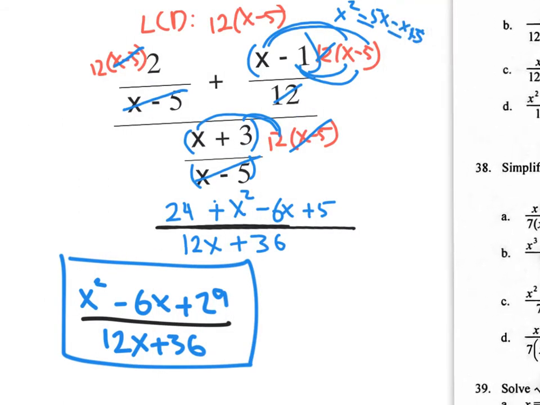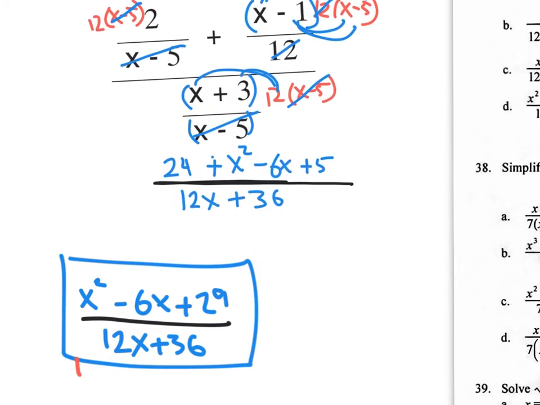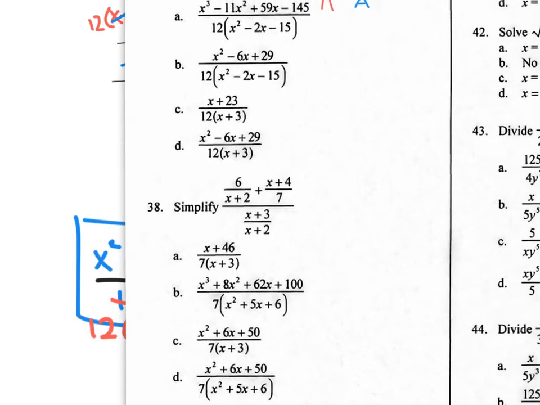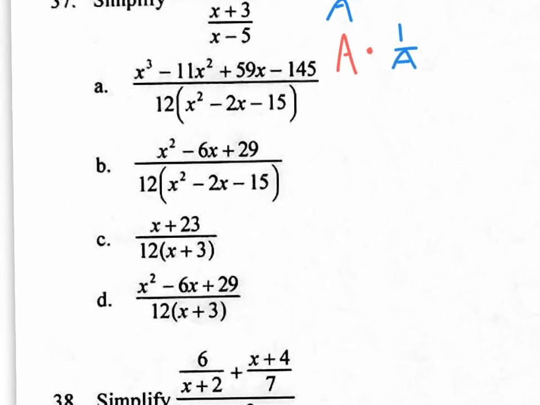So from the bottom, if I pull out a 12, you're going to end up with a 12 on the outside and an x plus 3 on the inside. So you could scratch that bottom part out and rewrite it as 12 on the outside, x plus 3 on the inside, and that would be your final answer. So if we go over here, it is option D.